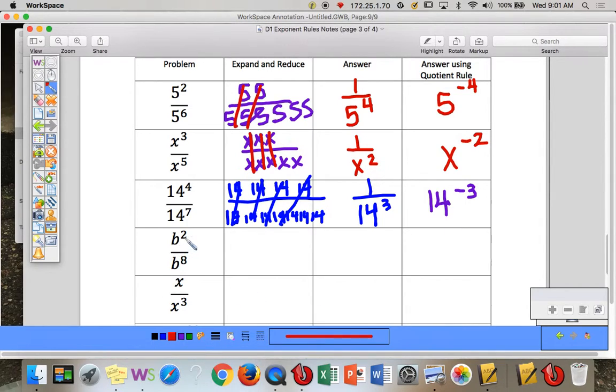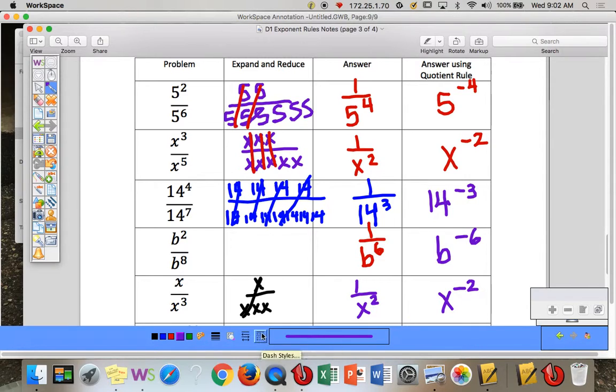Okay, how about the next one? If you have 2 b's on top and 8 on the bottom, and you cancel, how many are left and where? Well, there's going to be 6 b's on the bottom. But according to the quotient rule, this is b to the negative 6. The next one, 1x on top, 3 on the bottom. 1 cancels with 1, we get 1 over x squared, but that equals x to the negative 2. So we're looking at equivalent expressions. These two actually are the same thing right here. They mean the same thing.